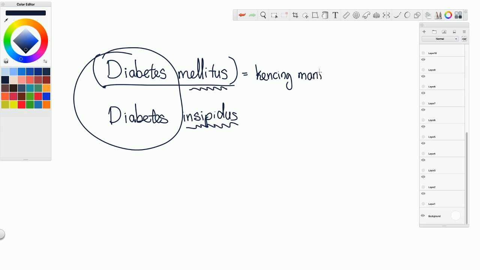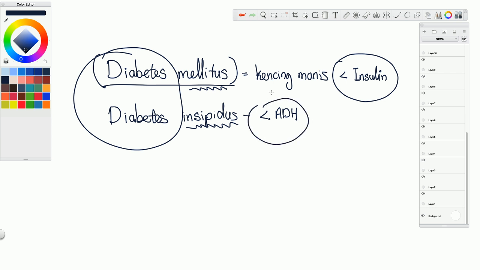The normal diabetes is here, kencing manis, for diabetes mellitus. Insipidus ini dia lain. Ini disebabkan oleh kekurangan hormon ADH. Kalau bagi diabetes mellitus ialah kekurangan insulin. Kekurangan hormon insulin bagi diabetes mellitus. Tapi bagi diabetes insipidus ialah kekurangan hormon ADH. Dia kurang hormon ADH di mana akan menyebabkan banyak air kencing dihasilkan.